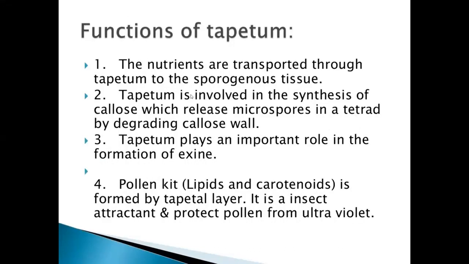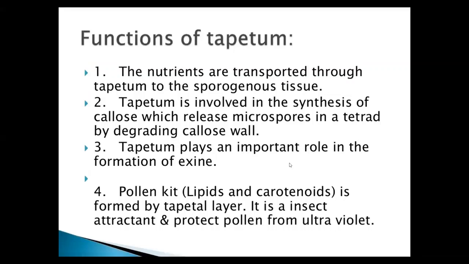What are the functions of the tapetum? The nutrients are transported through the tapetum to the sporogenous tissue, and the tapetum is involved in the synthesis of the callose. It releases microspores in a tetrad by degrading the callose wall. The tapetum also plays an important role in the formation of the exine, as the pollen grain is covered with sporopollenin, the outer layer of the pollen grain cell wall.